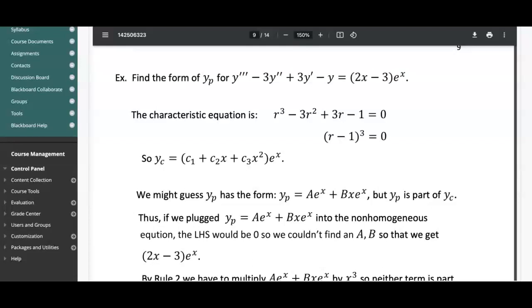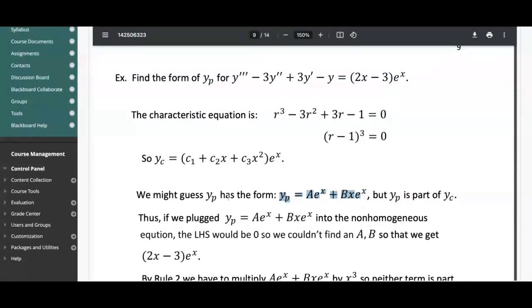Now, remember how we guess when we do the undetermined coefficients? We guess a particular solution to be similar to f of x. In this case, we have 2x minus 3 e to the x. So basically, we have 2x e to the x minus 3 e to the x. So we do the same. We guess a particular solution to be a e to the x plus bx e to the x. No problem, right?